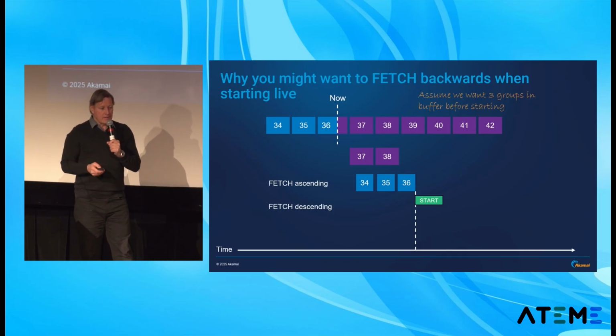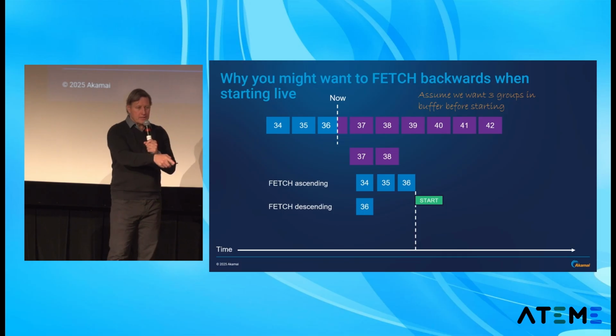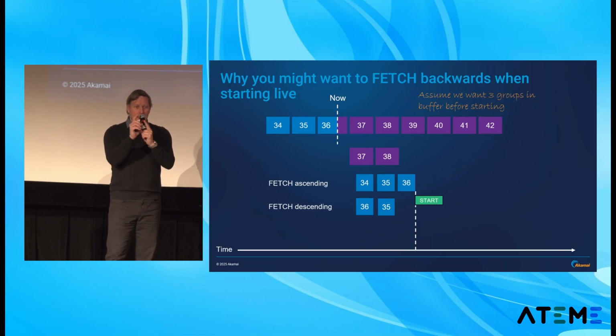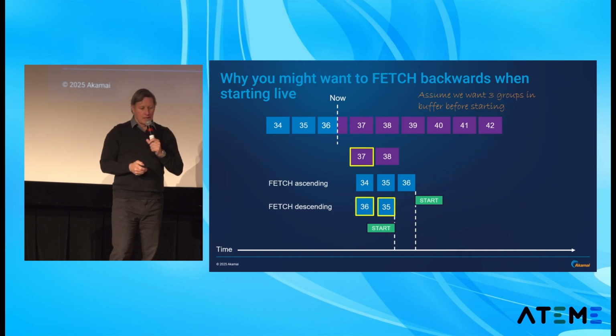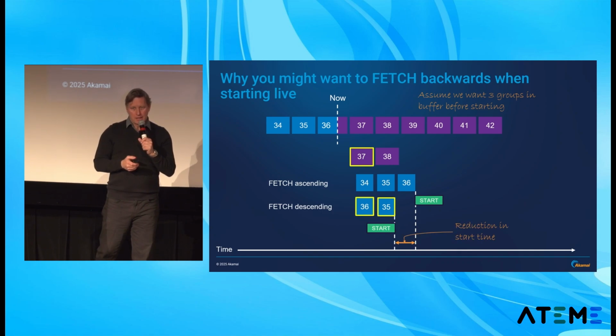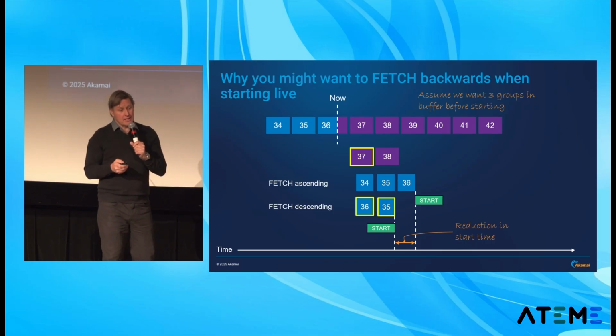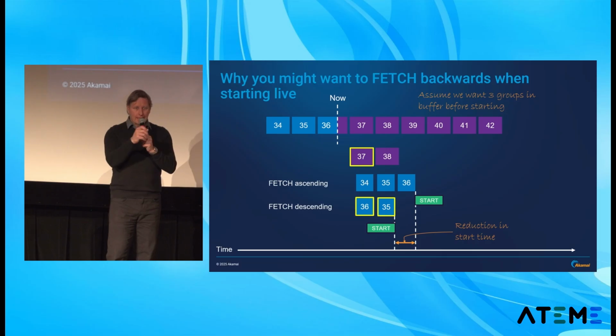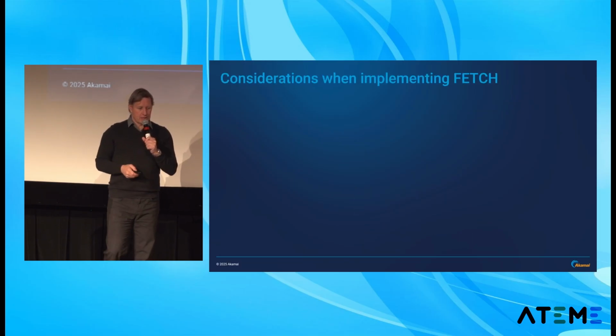That's with ascending fetch. With descending fetch, I would have got 36 first, because I'm getting them in reverse order. Then 35, and at this point I have 35, 36, and 37, because my now-point timeline is expanding in both directions. So I could start here, and the difference, obviously, is my reduction in start time. So it's actually an algorithmic optimization to fetch in reverse when you want to join a live stream, as long as your player is willing to jiggle the objects.